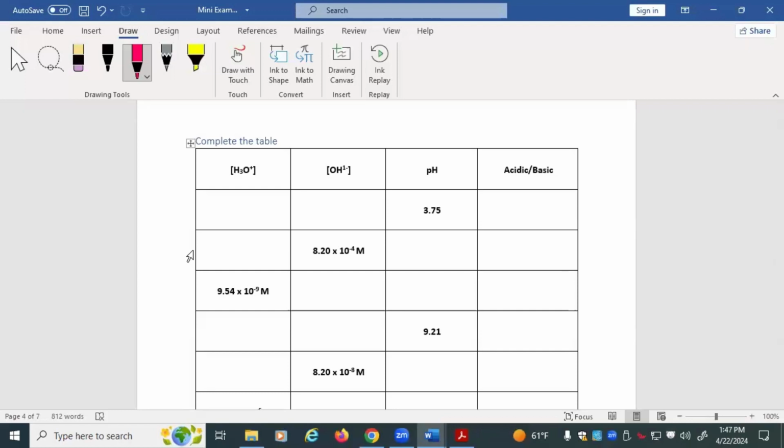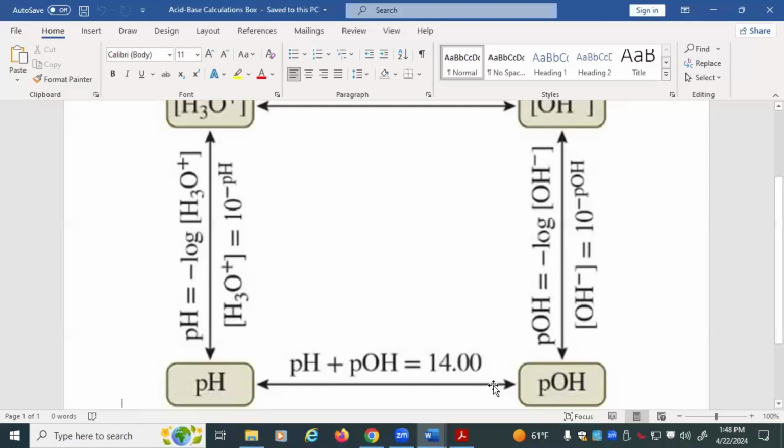When it comes to the table like this, again, I've already told you three of the questions, so you're going to have a table similar to this on the exam on Wednesday. It'll have three different rows, because there are three different questions of this kind. To solve it, you're going to want to pull out that calculation box.